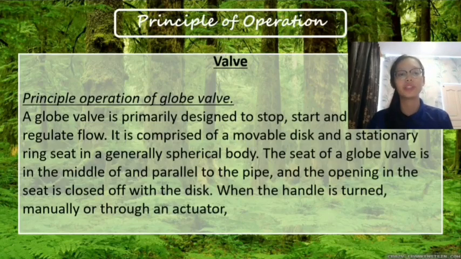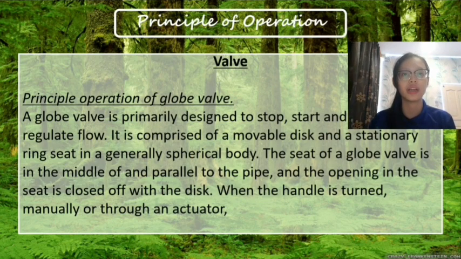There are many principal operations of valve. One of them is the principal operation of globe valve. A globe valve is primarily designed to stop, start, and regulate flow. It is comprised of a movable disc and a stationary ring seat in a generally spherical body. The seat of a globe valve is in the middle of and parallel to the pipe, and the opening in the seat is closed off with the disc.